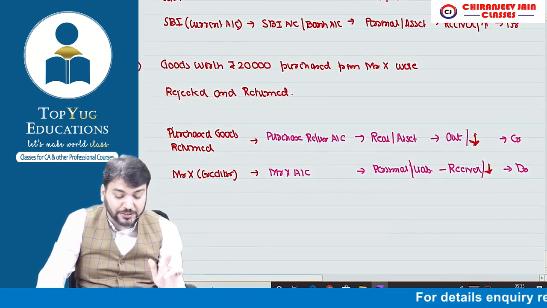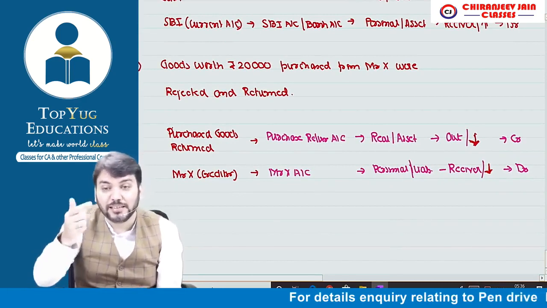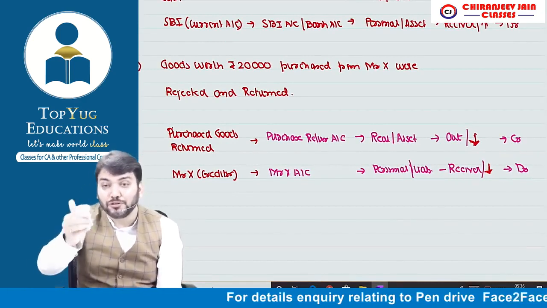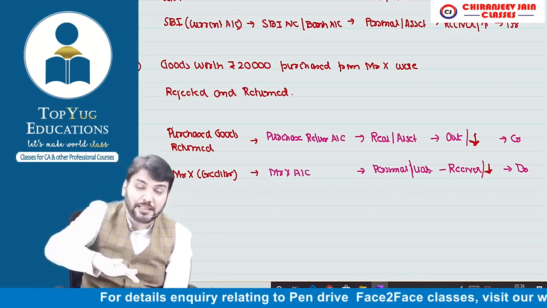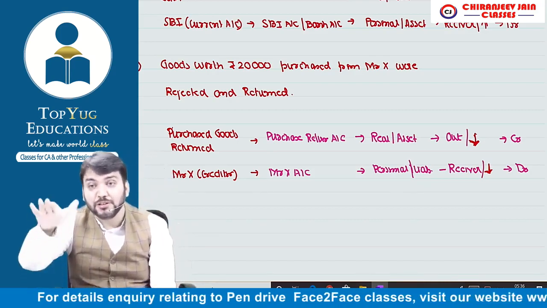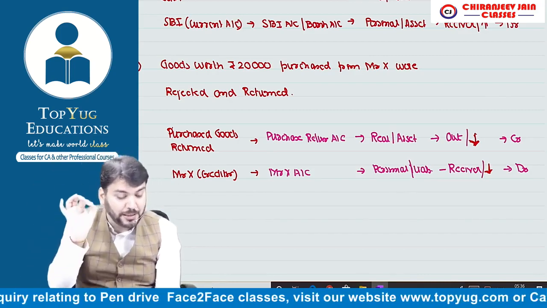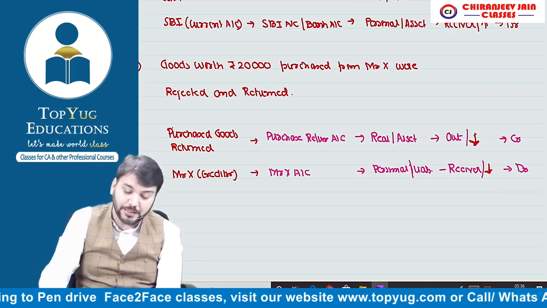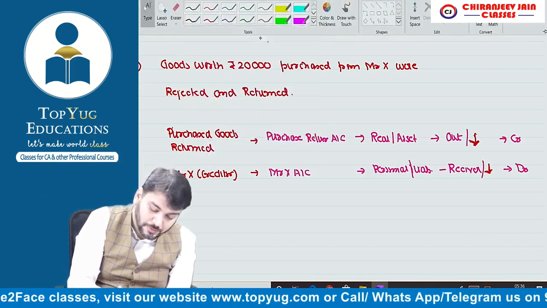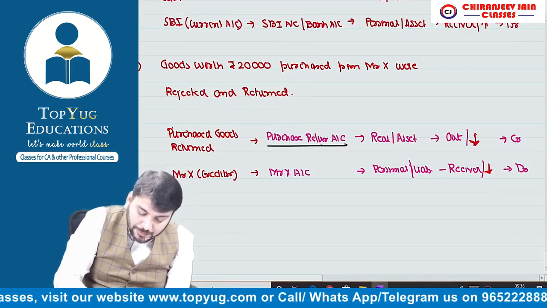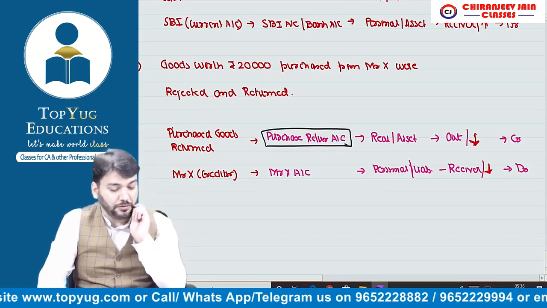Have you understood this explanation? Once you return the goods, you are not supposed to pay Mr. X. Mr. X was initially a liability, now you are not supposed to pay. So this is a decrease in liability, and a decrease in liability will be debited. Have you understood this point? Any doubt?